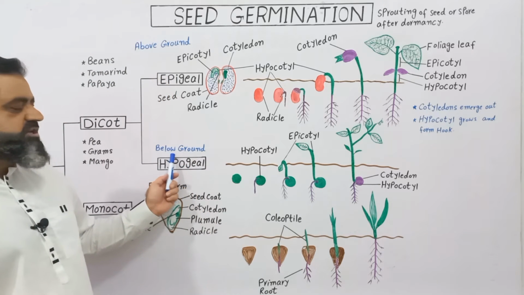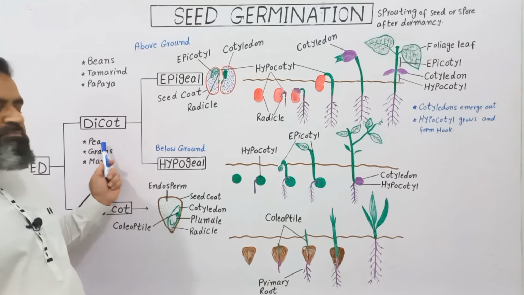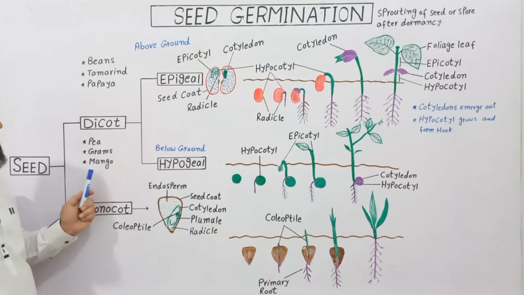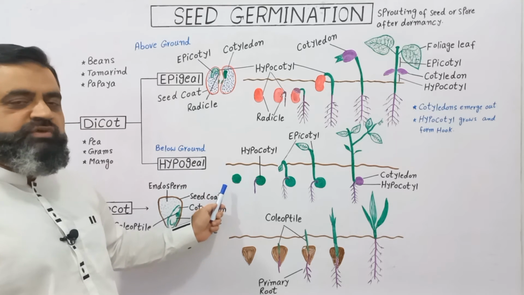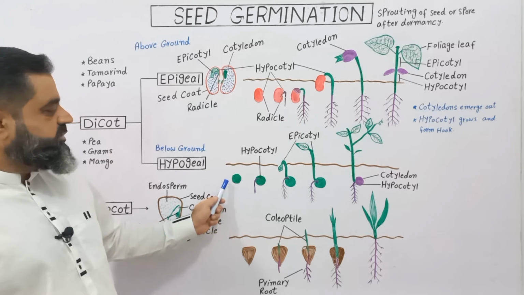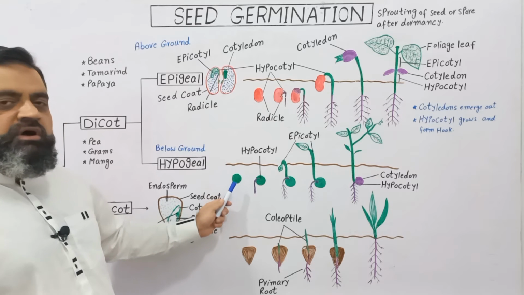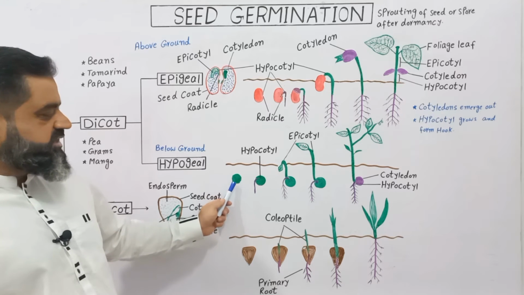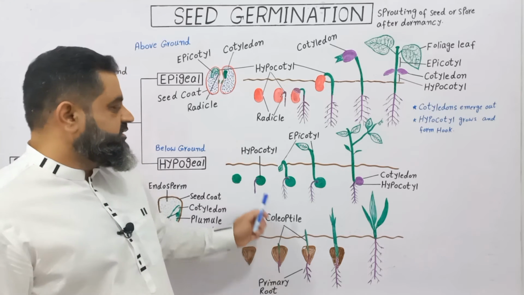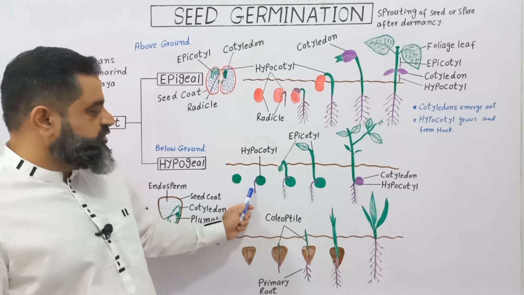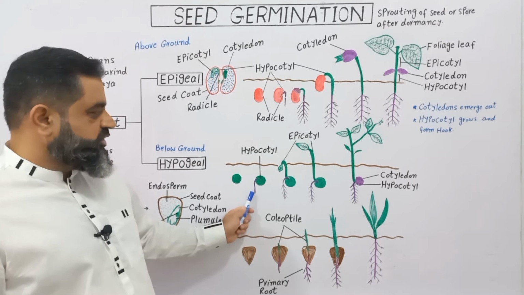Hypogeal germination, which takes place below the ground, usually takes place in peas, grams and mangoes. In hypogeal germination, I have taken an example of a seed of the pea plant. The pea seed has been buried or sown in the soil. It starts germination after absorption of water. The seed coat ruptures and the radicle produces a root, the primary root, inside the soil.